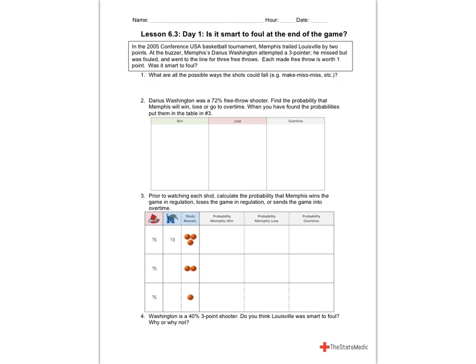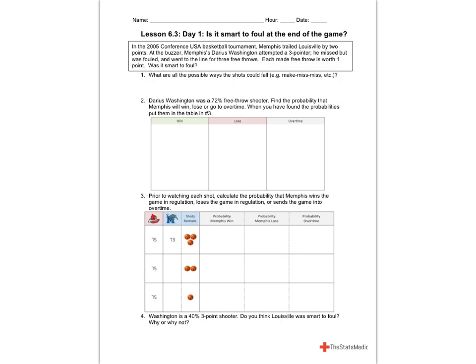In the 2005 Conference USA basketball tournament, Memphis trailed Louisville by 2 points. At the buzzer, Memphis's Darius Washington attempted a three-pointer. He missed but was fouled and went to the line for 3 free throws. Each made free throw is worth 1 point. Was it smart to foul?